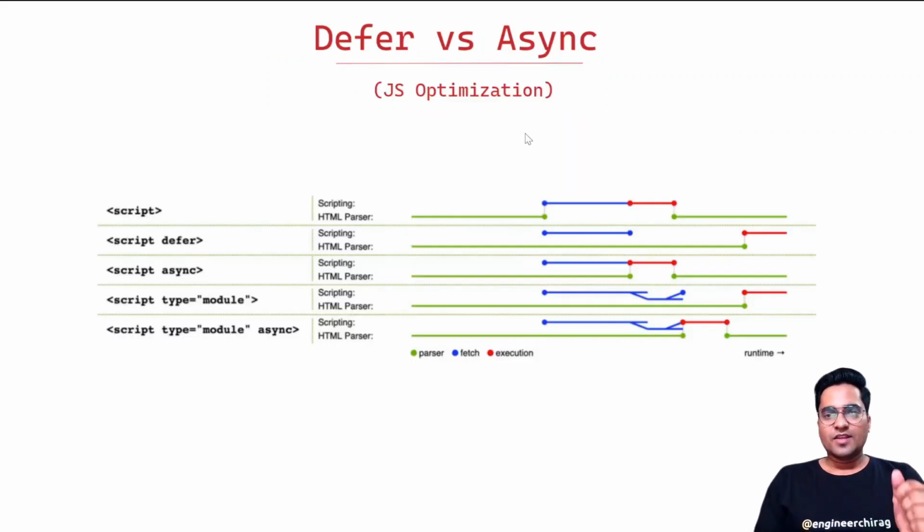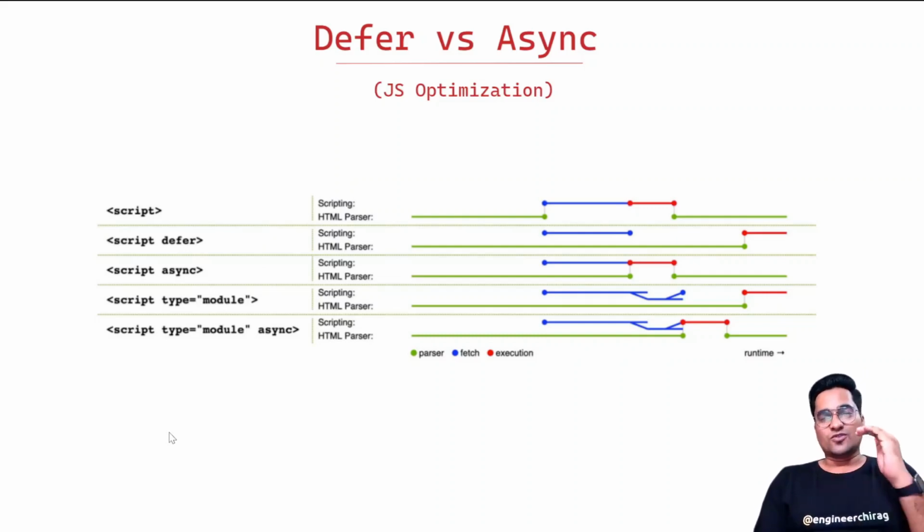Using defer or async, we have to understand, is one of the easiest ways to optimize your JavaScript file loading, right? But again, if a few techniques can give you a lot of benefit, then why not learn them by heart, right? Although I have explained this in much more detail in the network optimization, let me give you a few glimpses over here.